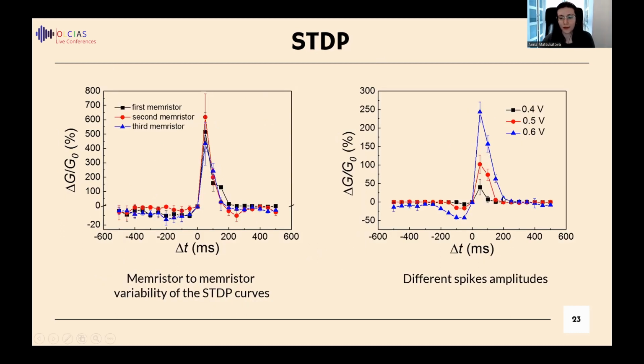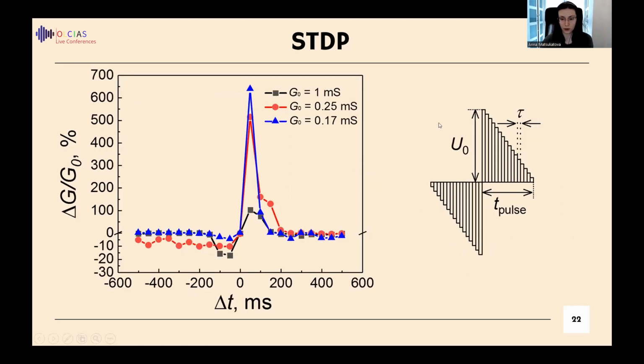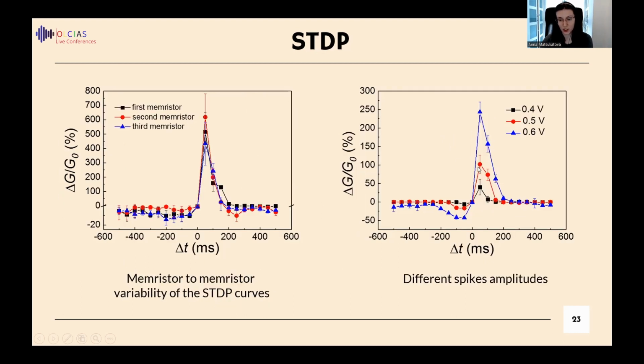And also the amount of the weight change can be changed if we change the amplitude of the spike. I said that this amplitude of the spike was the same, but if we change it, we can change also the amount of memristor reaction to the spikes. We can make it lower, we can make it higher. So basically these STDP curves can be managed in a way that we want them to be.